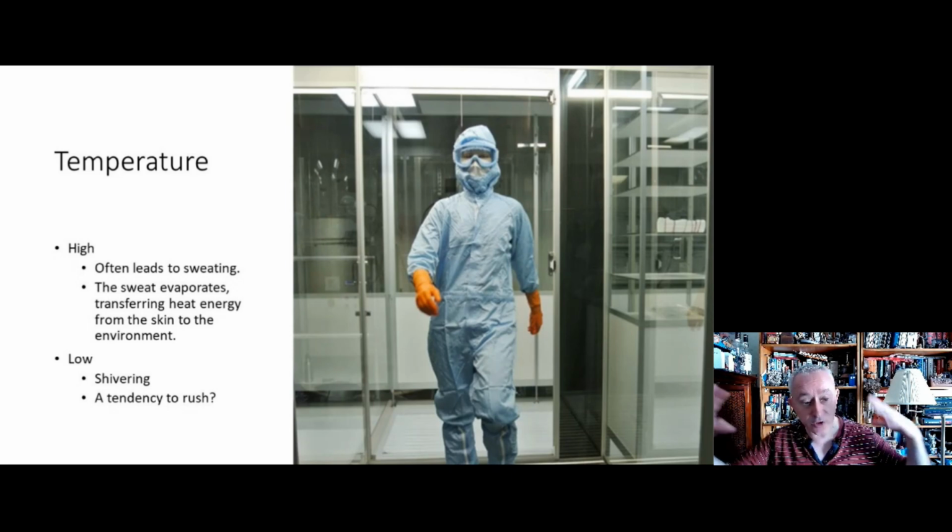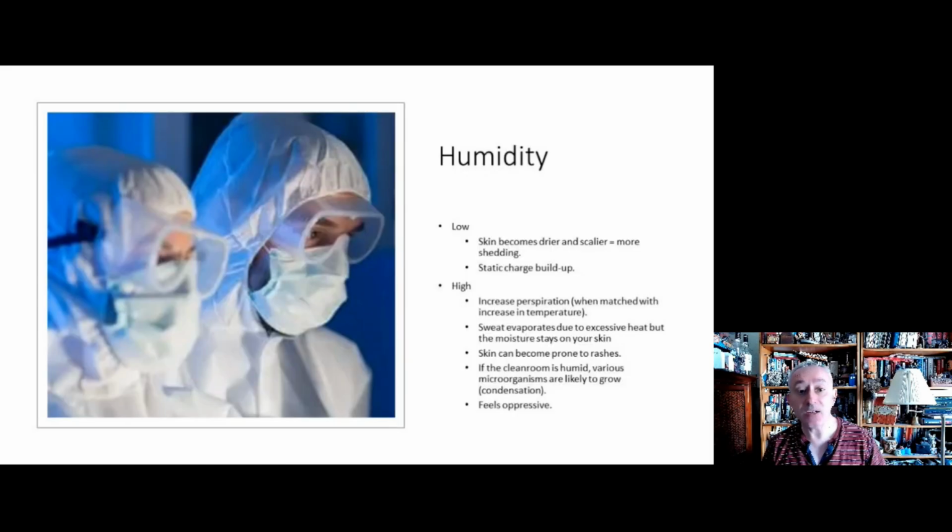So we don't want extremes of temperature. And with humidity, if the humidity becomes too low, then the skin becomes drier and scalier. That leads to more shedding. It also changes the electrostatic charge within the clean room, so it means that particles are drawn to surfaces at a faster rate. If the humidity is too high, when it's matched with an increase in temperature, that will lead to excessive perspiration. So we've got the sweating again, and then we're compromising the integrity of the clean room gown.